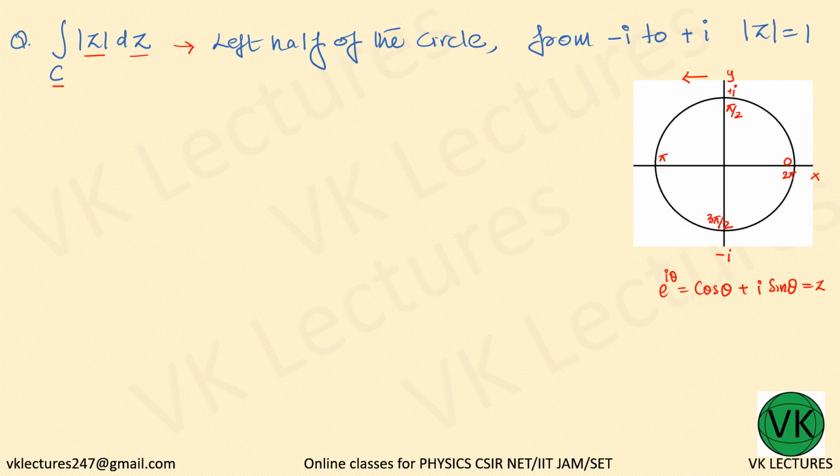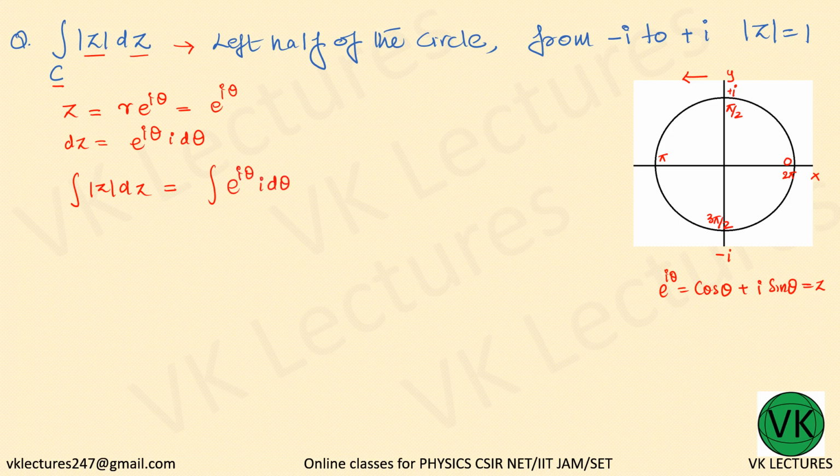Now coming to what is z, the mod z, here the value is given mod z equal to 1, which means r e to the power i theta. So r value is 1, so e to the power i theta. Now dz is equal to e to the power i theta i d theta. So integral mod z dz, with mod z equal to 1, dz will be e to the power i theta i d theta.